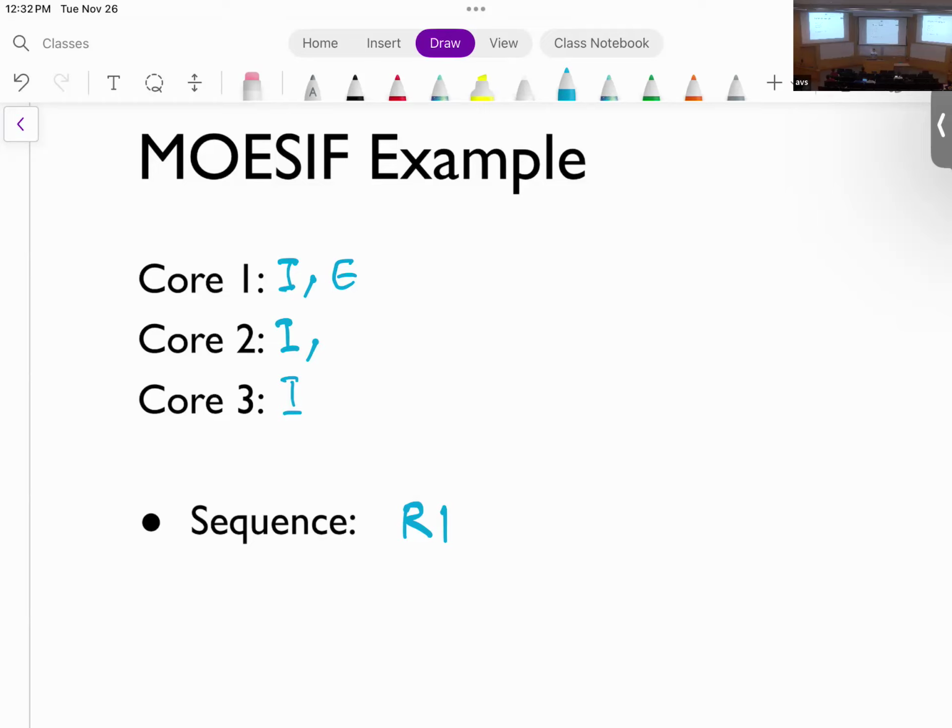What about core 2 and 3? I, right? So you have nothing to do with this, you stay in I, okay? So if there is another R1, what happens? Yeah, it's still the same, so you still stay in I, so just keep that in mind. So you basically repeat this.